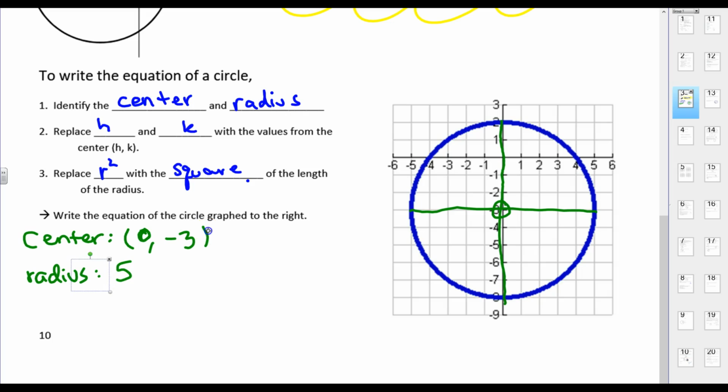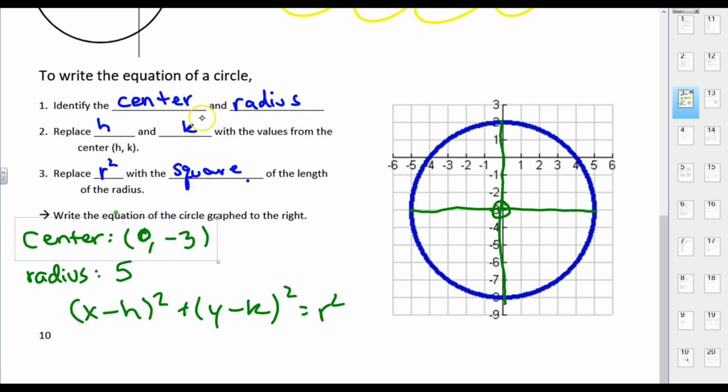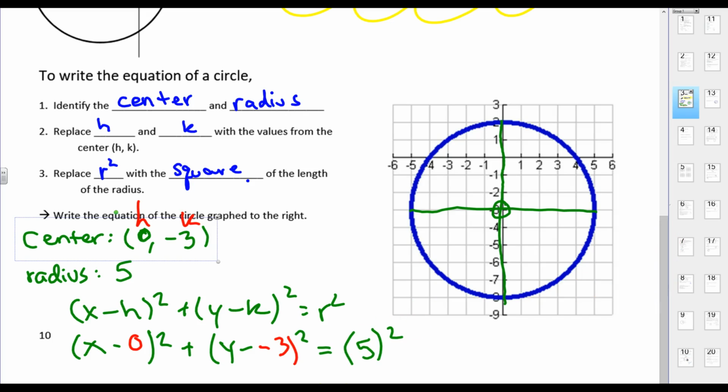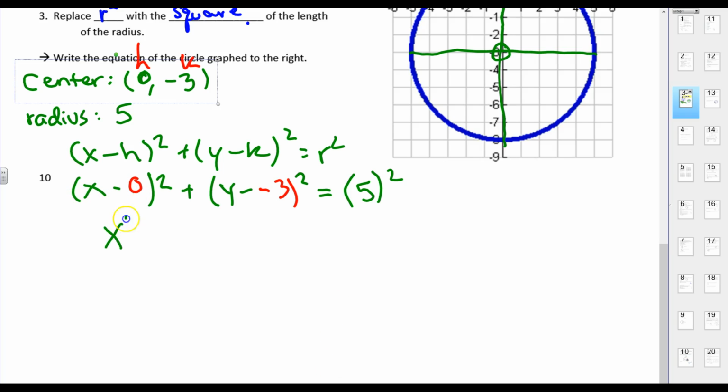My radius is 5. So when I plug in to x minus h squared plus y minus k squared equals r squared, this point up here is my h and my k. So I would do x minus, my h value was 0, squared, plus y minus, my y value was negative 3, squared, equals my radius, 5, squared. And then my last step is just simply to simplify that. x minus 0 is just x, so I get x squared plus y minus a negative 3 becomes y plus 3 squared, which equals 5 squared, which is 25. So that is the equation of the circle.